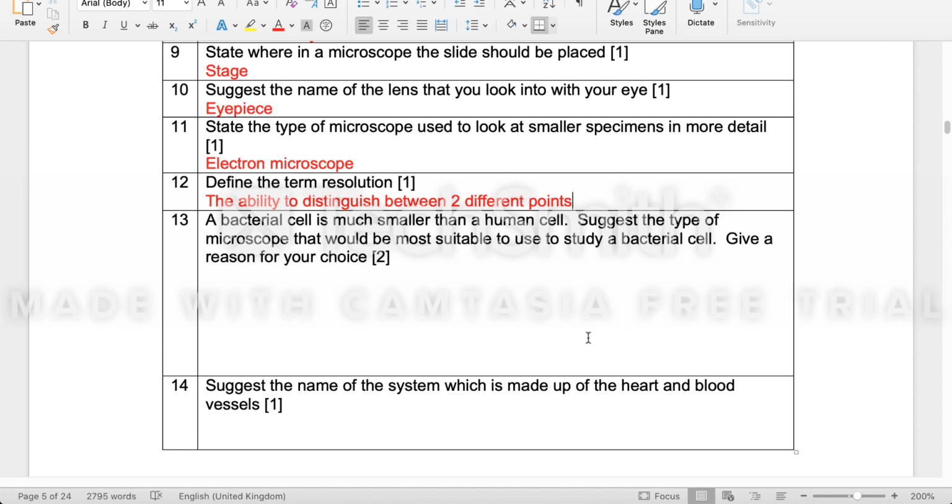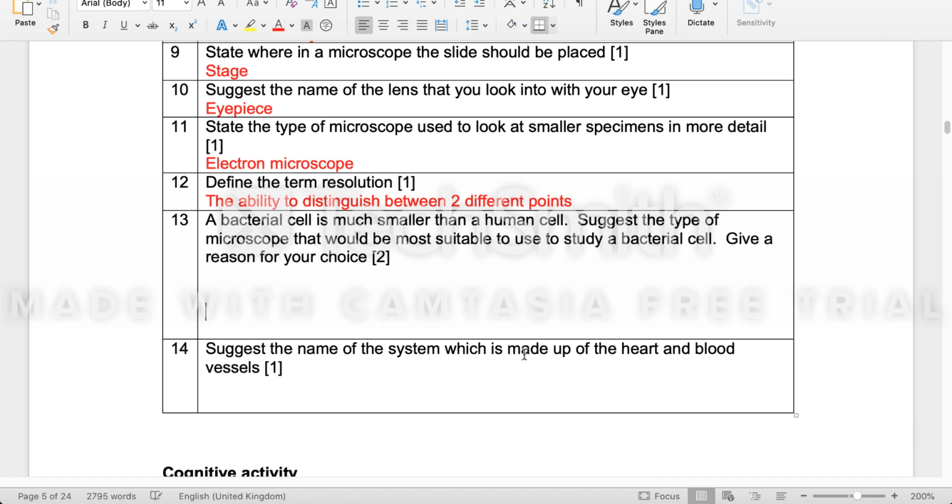Number 13, a bacterial cell is much smaller than a human cell. Suggest a type of microscope that would be suitable to use to study a bacterial cell and give a reason for your choice. So this one is worth 2 points. You get 1 point for saying what type of microscope, and then the other point comes from explaining your reasoning. And since it's already told you that a bacterial cell is much smaller than a human cell, I think the most obvious choice would be to go with an electron microscope.